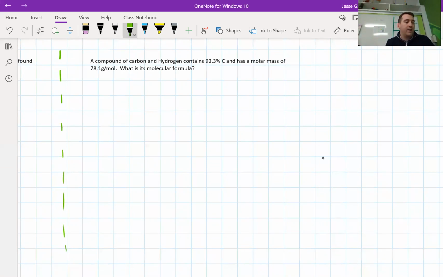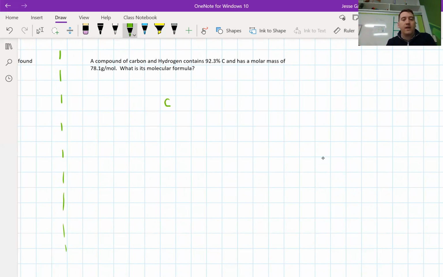So what we're going to do is, it says a compound is formed of carbon and hydrogen, and it contains 92.3% carbon, and it has a molar mass of 78.1 grams per mole. What is the molecular formula? Okay, so there's a couple of extra little steps in here. The first thing we're going to do is write down what elements it contains. So go ahead and write the ratio. What elements does this contain? Pause the video, do that now.